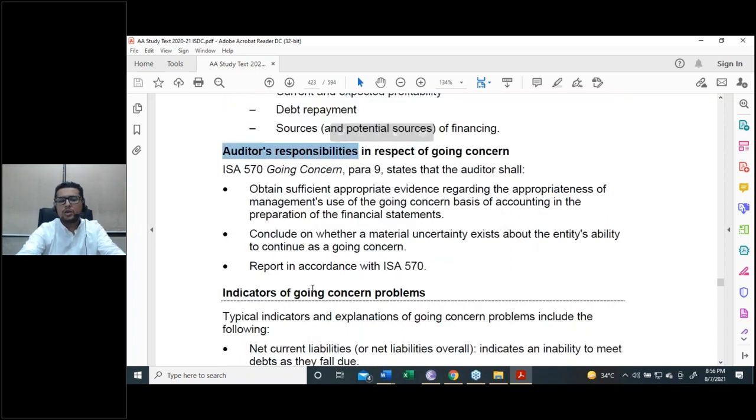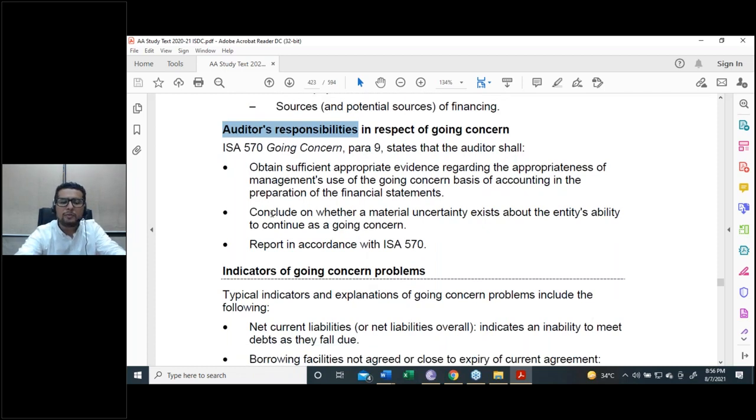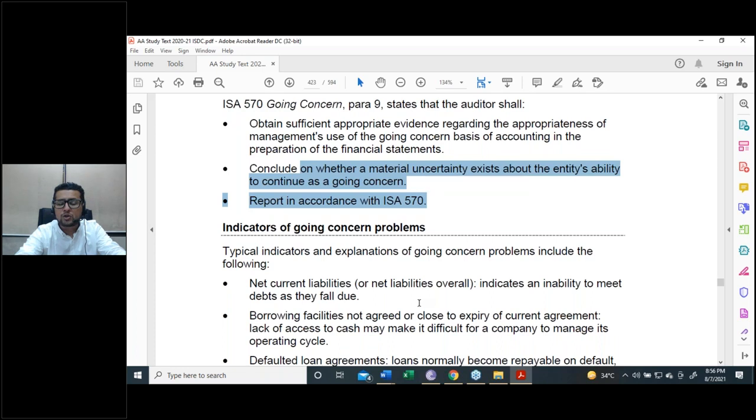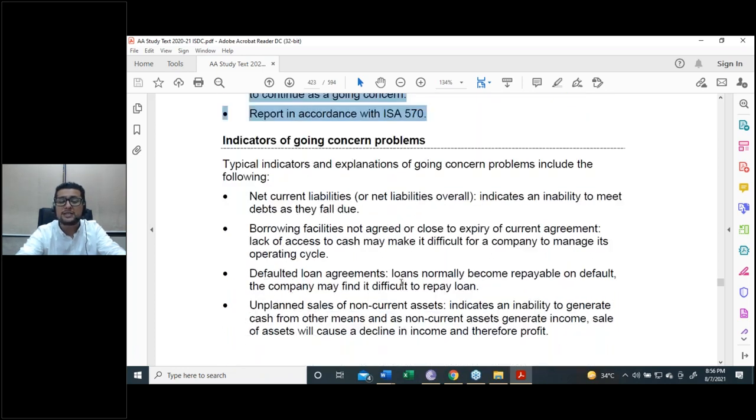And then comes the auditor. What's the responsibility of the auditor in respect of going concern? The auditor is responsible to make sure that, if the financial statements have been prepared on going concern basis, that's the appropriate use of it. They need to make sure that they gather sufficient evidence. They need to make sure that the company will be a going concern company. How is the auditor going to judge whether a company is a going concern company or not?